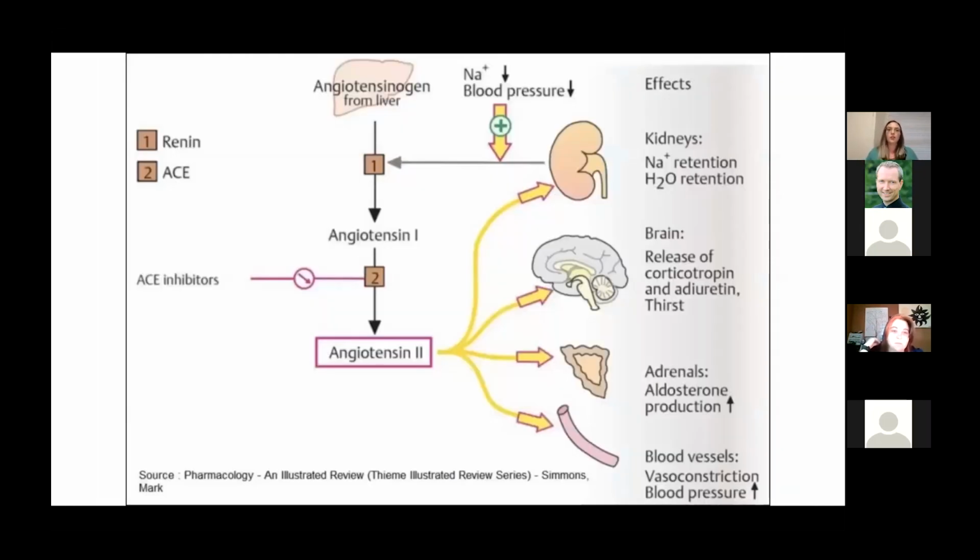Again, another picture just to kind of show you what it's doing. RAAS, or the final product, angiotensin 2, is going to have effects on the kidneys, the brain, the adrenal glands, and obviously our blood vessels. So this is all to help with our blood pressure, our sodium, and our sympathetic nervous system.